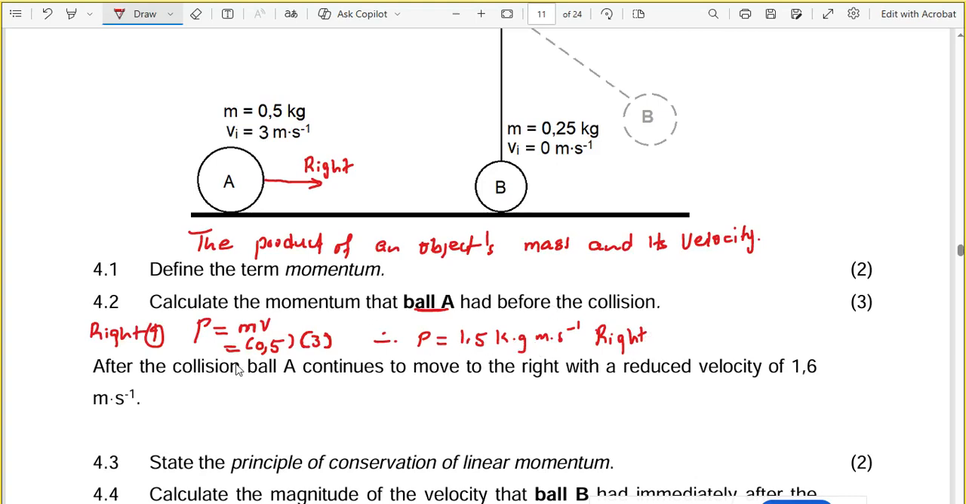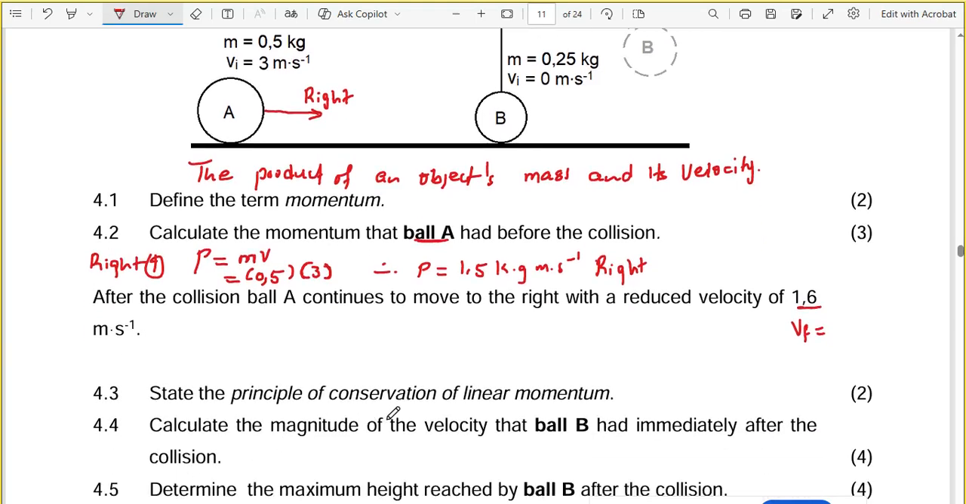They say after collision, ball A continues to move to the right with a reduced velocity of 1.6 meters per second. So this is the velocity after collision for VA, the final velocity. Now they want us to state the conservation of linear momentum, which is what I just told you. The total linear momentum of an isolated system remains constant, meaning it is conserved.